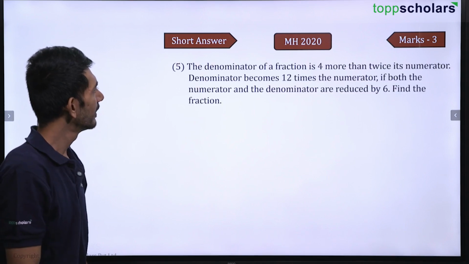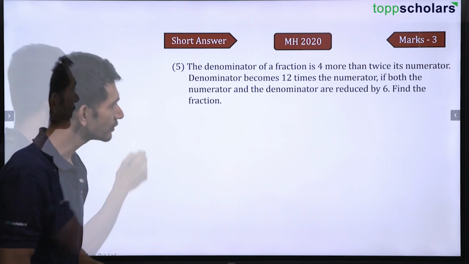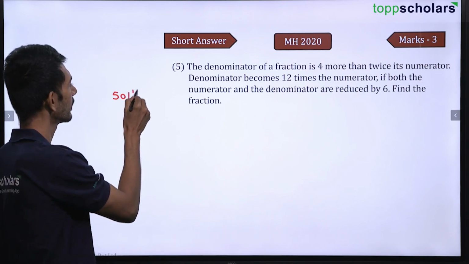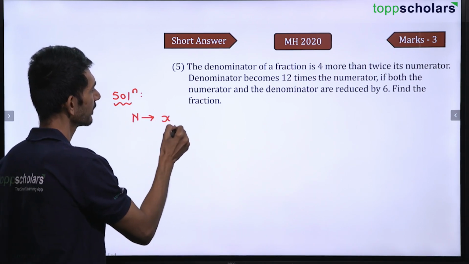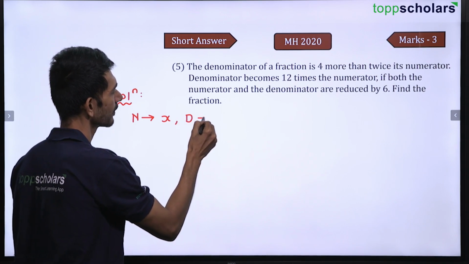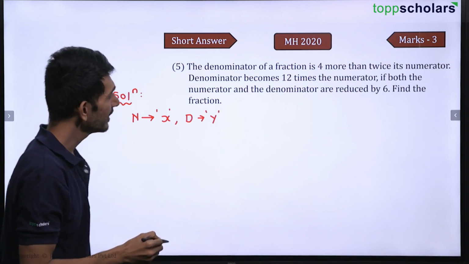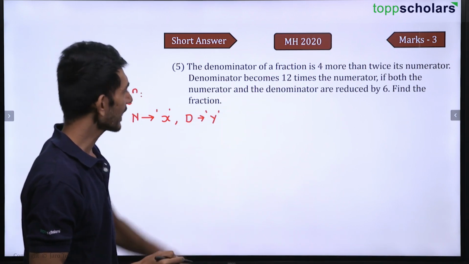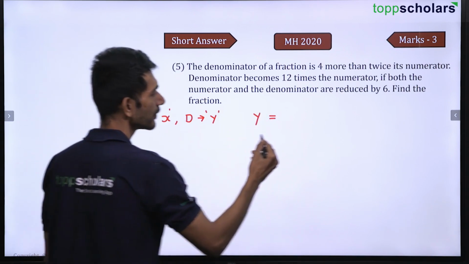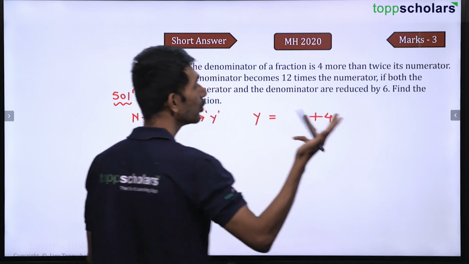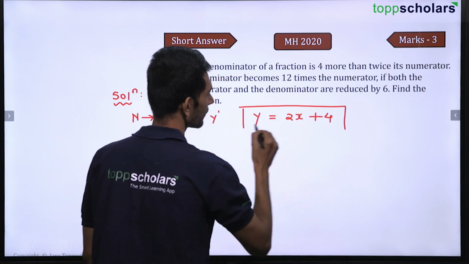Okay. Now let us have a look at a new question, which is a word problem, of course. So what you can do is take the numerator as x and denominator as y. So write down, let the numerator be x, let the denominator be y, right? Then you can say that the denominator of a fraction, so this is the denominator y, is 4 more than twice the numerator, right? So this will be your first equation. I hope you are getting this.